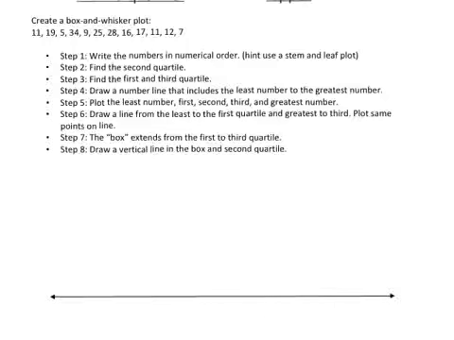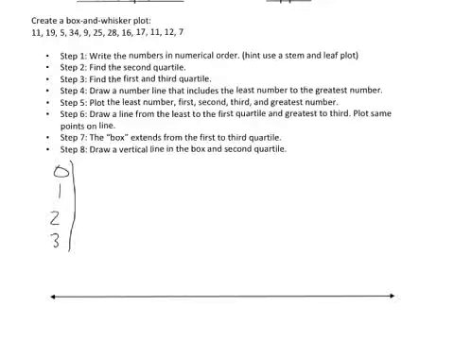So we have this set of numbers: 11, 19, 5, 34, 9, 25, 28, 16, 17, 11, 12, and 7, which is a pretty good amount of numbers. So I'm going to make a quick little stem and leaf plot so I can figure out exactly what I have. My least numbers are going to be single digits. Then I have some 10s, 20s, and 30s in my set. Sorry for the ugly handwriting.